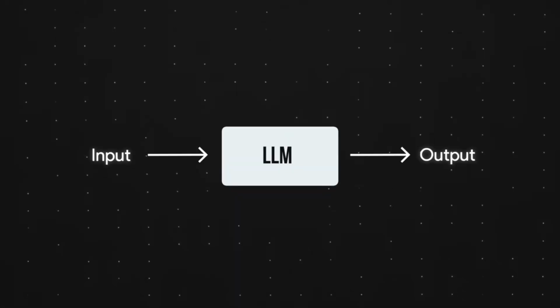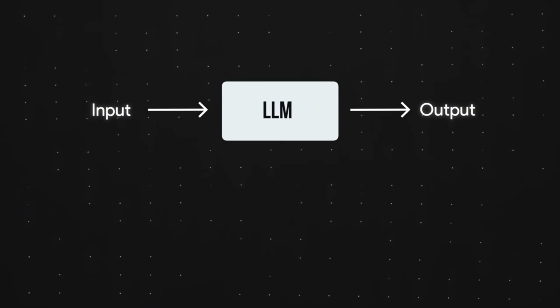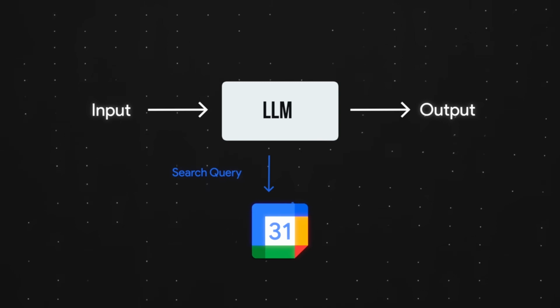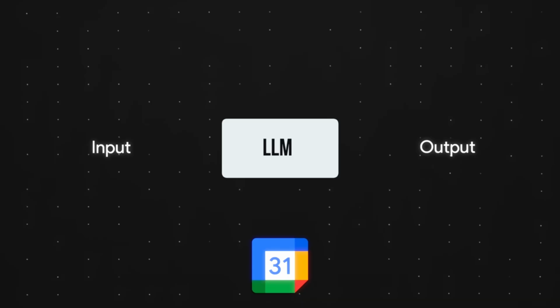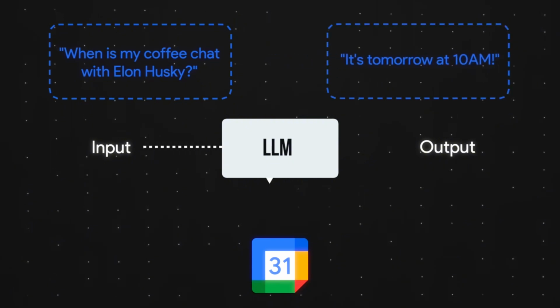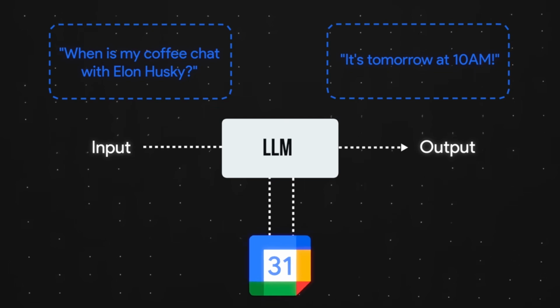Let's build on our example. What if I, a human, told the LLM every time I ask about a personal event, perform a search query and fetch data from the Google Calendar before providing a response? With this logic implemented, the next time I ask, when is my coffee chat with Elon Musk, I'll get the correct answer because the LLM will now first go into the Google Calendar to find that information.